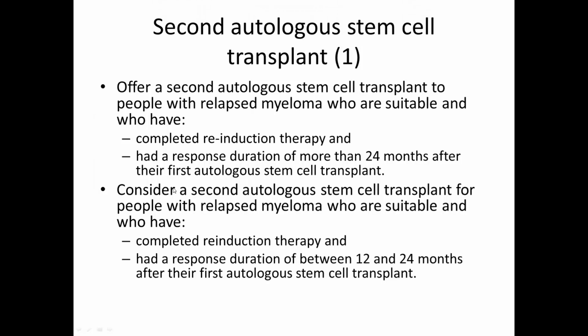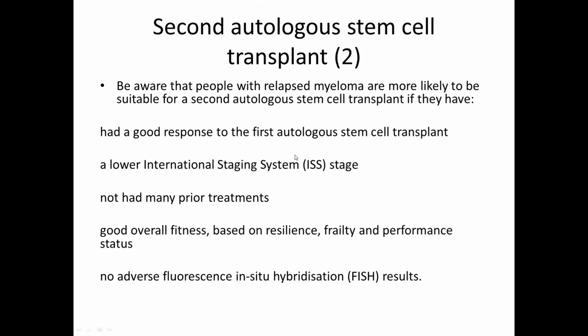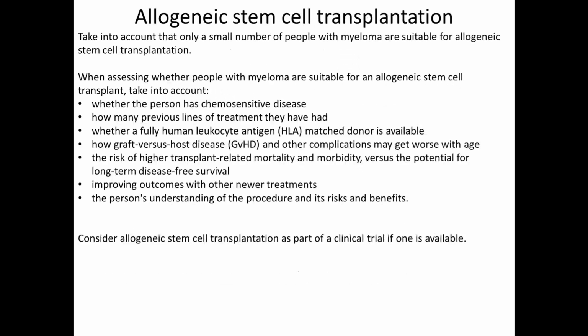In general, it only works in people with chemosensitive disease. You need to have a donor available. There needs to be a detailed discussion about risk, because the risk is high, particularly from what we call graft versus host disease, where the new graft attacks the patient, and the risk of early death compared to the potential for longer-term disease-free survival with the newer agents. Ideally, it should be done as part of a clinical trial, although often there's no clinical trial available.